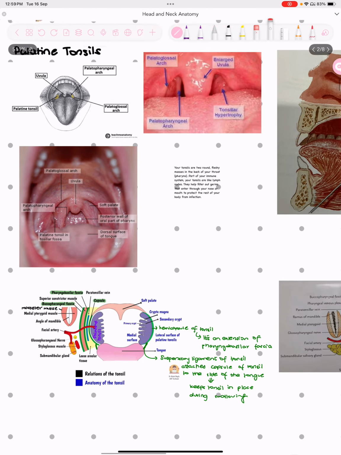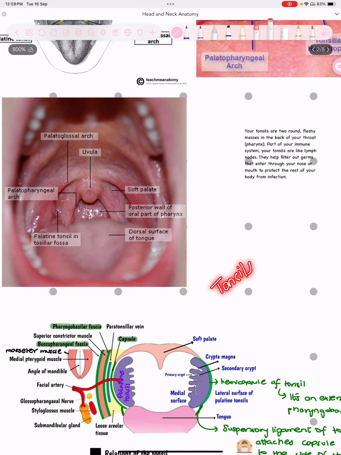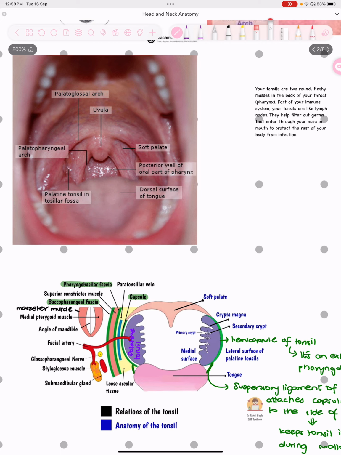Okay, let's continue. So a quick recap. What was I saying? That if anyone is referring to solely tonsils, it means they're referring to palatine tonsil. So this is an image of the palatine tonsil. It's a Latin word which means swelling, right?